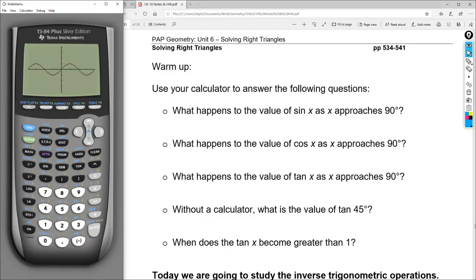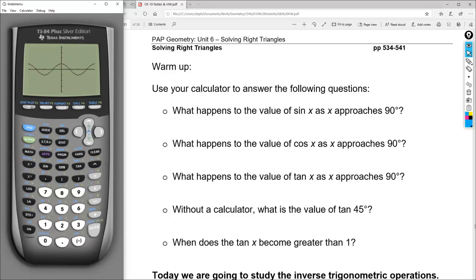Now if we take a look at cosine, I'm going to deselect sine and go down to cosine. Slightly different graph, okay, but more or less the same. And as I approach 90 degrees, cosine approaches 0. Right, it looks like I go to 0 here.